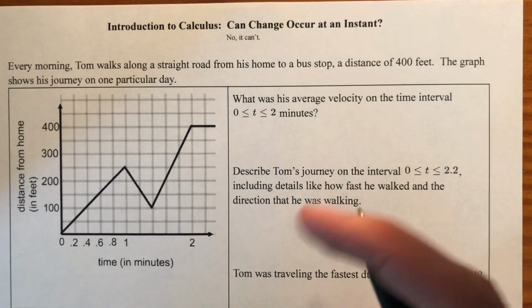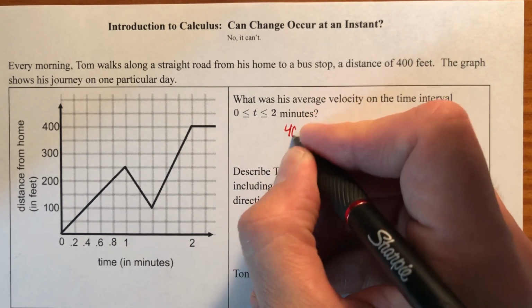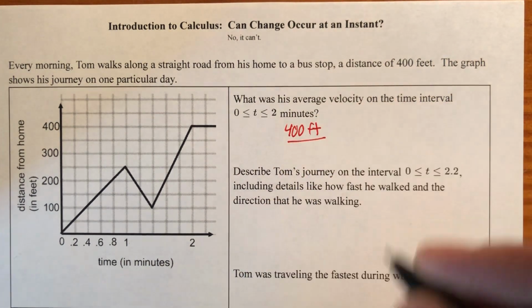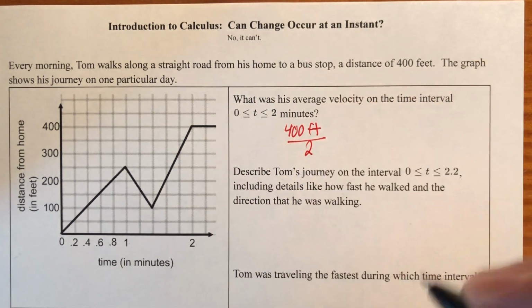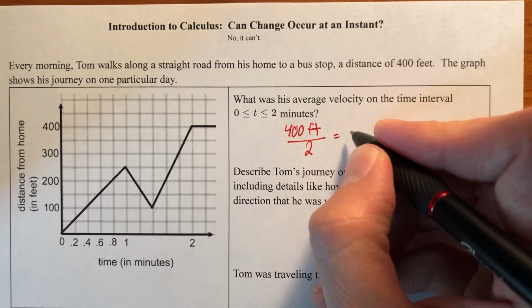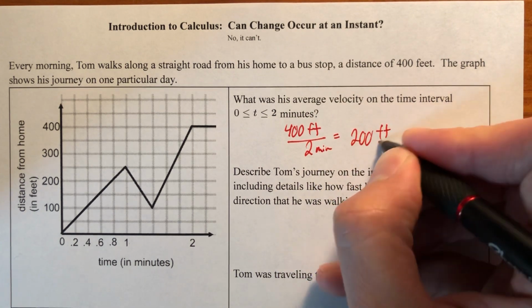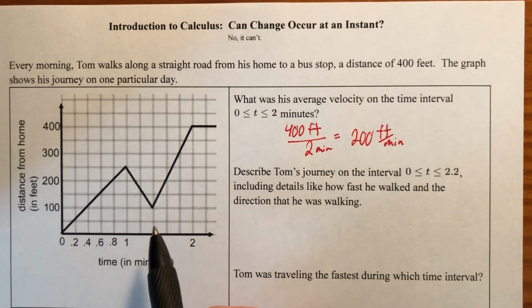Let's just write it in red because it's important. The distance that he traveled was 400 feet. And it took him 2 minutes to get there. So Tom averaged 200 feet per minute. Now clearly, he was going faster at some points than others.